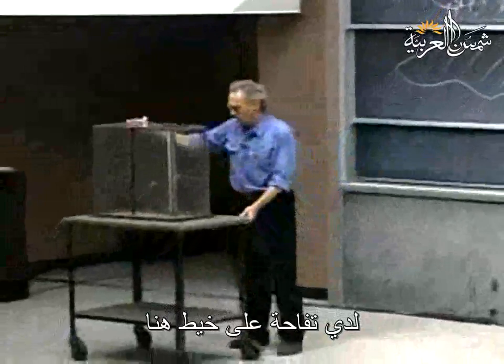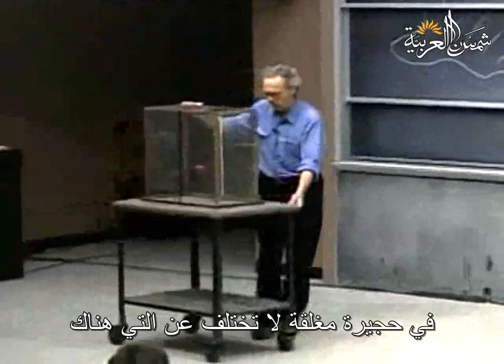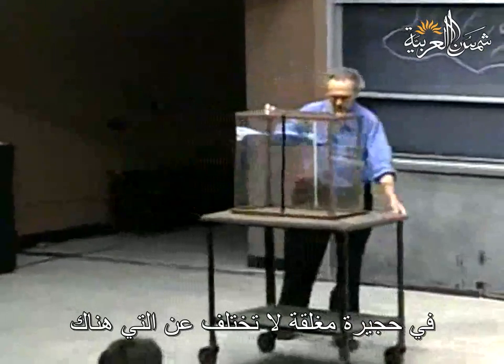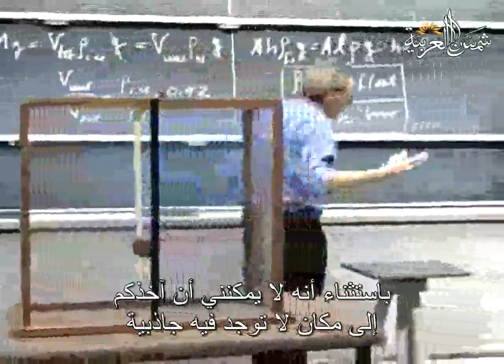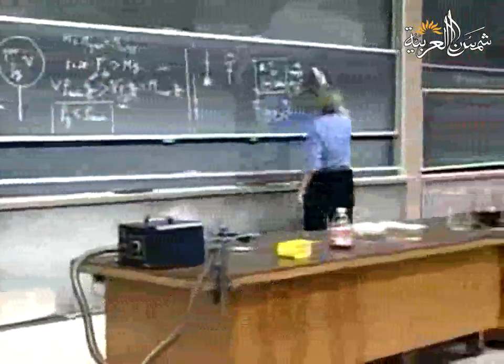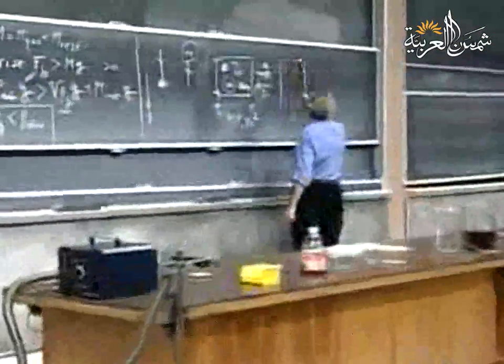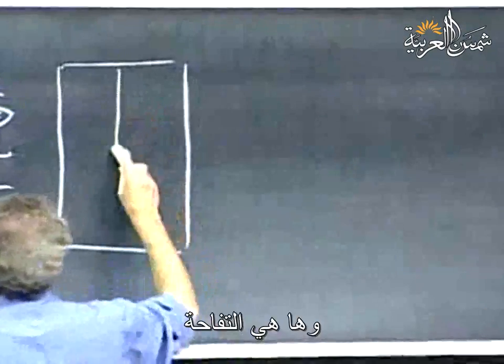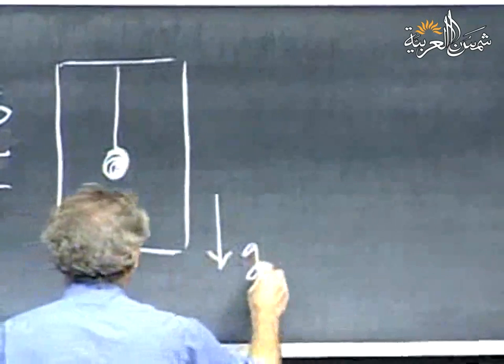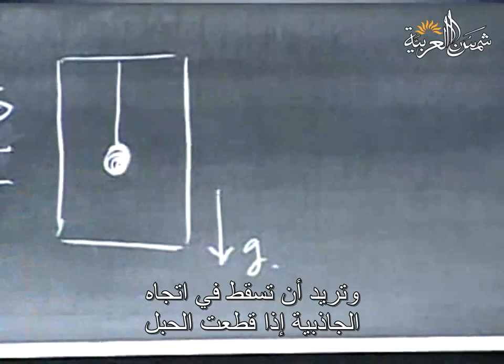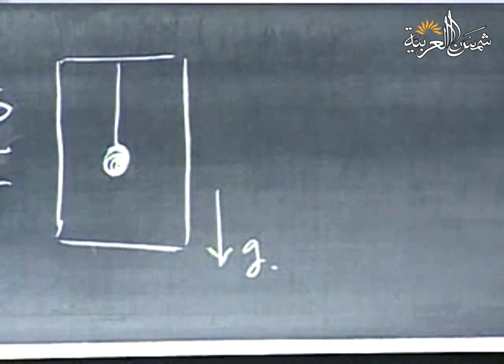I have here an apple on a string in a closed compartment, not unlike what we have there. Except I can't take you out to an area where we have no gravity. So here is that closed compartment, and here's the apple. There's gravity in this direction. It wants to fall in that direction of gravity if I cut the wire.